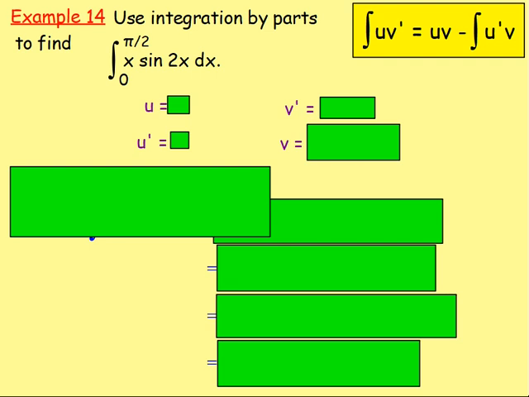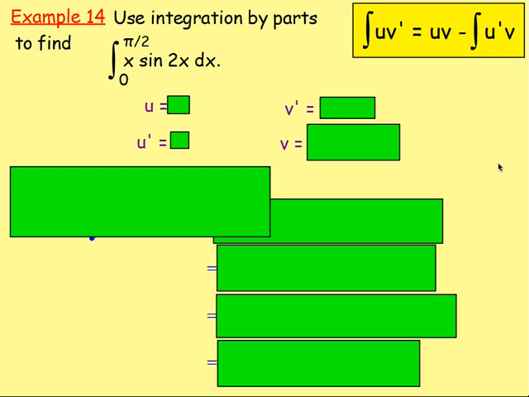Example 14, use integration by parts to find the integral of x sine 2x dx. But this time, look at this. We've got limits. It's between 0 and pi over 2. Once again, for this one, you're thinking, ooh, product. And when it's a product, you use integration by parts.